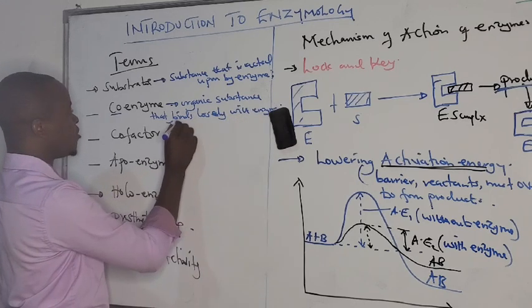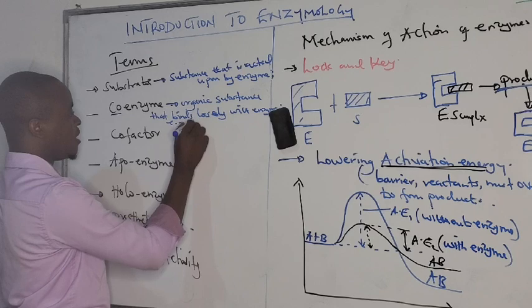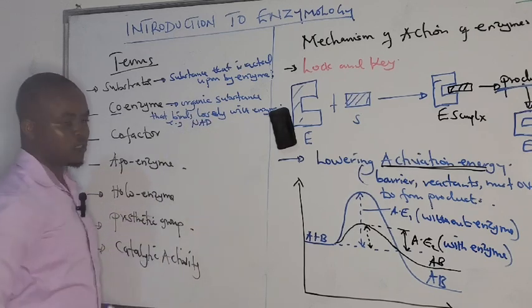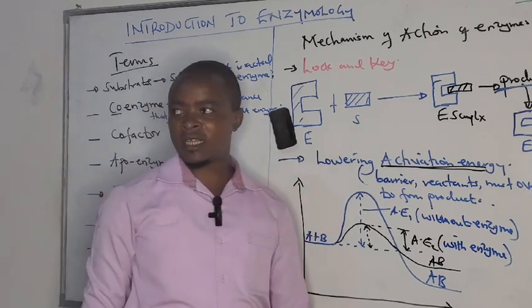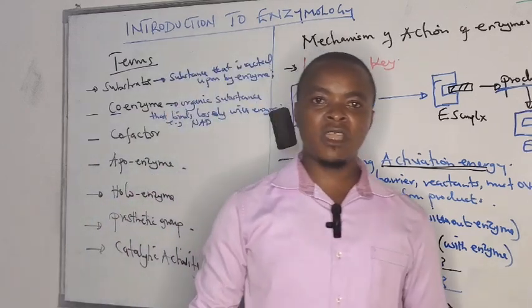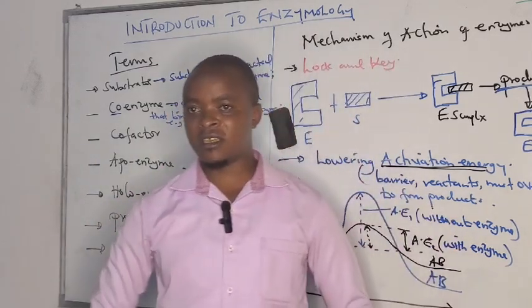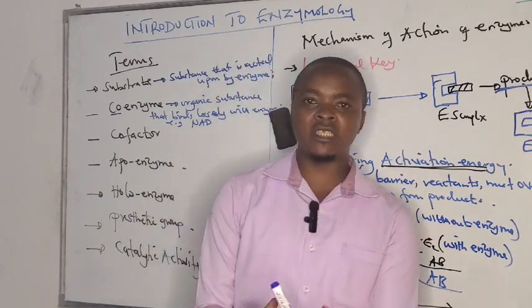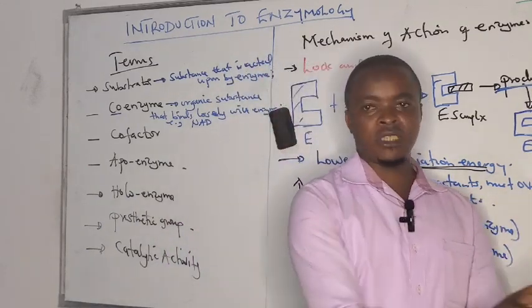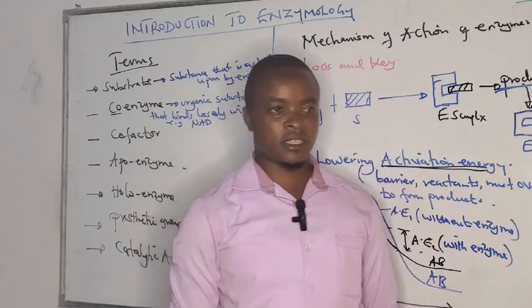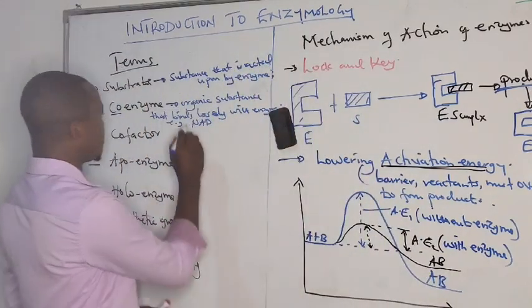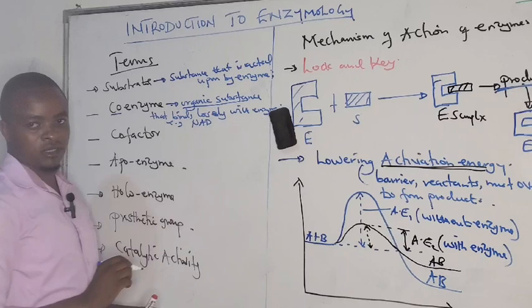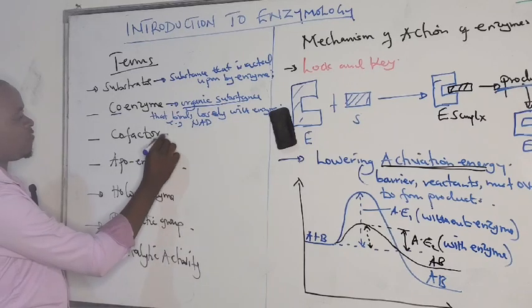And example here, we normally have like NAD, nicotinamide adenine dinucleotide, acting as a coenzyme. Even we have PLP, which we call pyridoxal phosphate, acting as a coenzyme. So coenzymes, their role is to help the enzyme to do its role. That is a coenzyme. And the major thing, it is an organic substance, which is different from a cofactor.